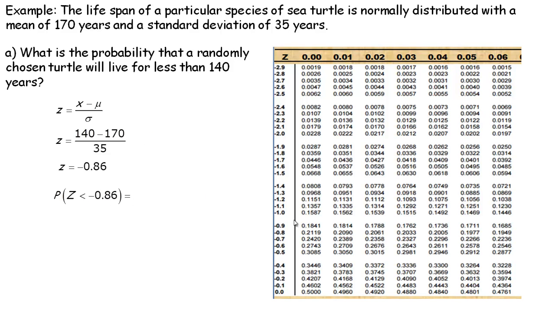And so we read that from the table. Negative 0.8 is here. So we're going to go across to the 0.06 column. So we'll come down here. And so negative 0.86 is this number right here, the 0.1949 number. So the table actually gives you the less than probabilities. So that's why that probability would be 0.1949, or about 19.5%. 19.5% of the turtles will live less than 140 years.